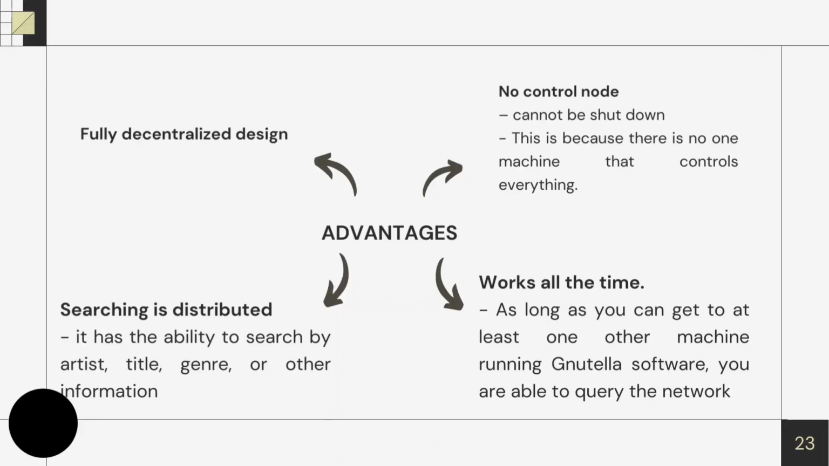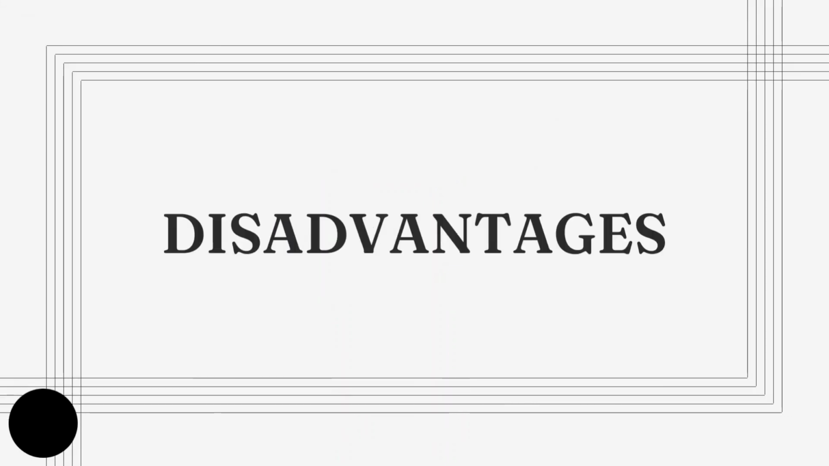Advantages. First, fully decentralized design. Next, no control node, so it cannot be shut down. This is because there is no one machine that controls everything. Next, searching is distributed. It has the ability to search by artist, title, genre, or other information. Lastly, it works all the time. As long as you can get to at least one other machine running Gnutella software, you are able to query the network. Lastly, disadvantages.